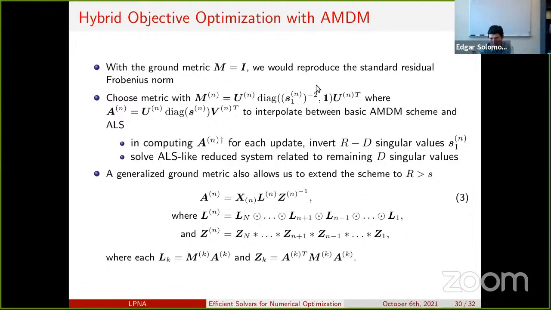And if you do minimization with respect to this, what you get is a system that you have to solve that's associated with the remaining singular values that we haven't inverted. And that's, in a sense, exactly the system that you need to solve in alternating least squares. So these equations provide a general statement of the method for an arbitrary M that can be written as a Kronecker product of these M sub k's. And so this allows us to tunably interpolate between doing ALS and doing this new type of optimization.